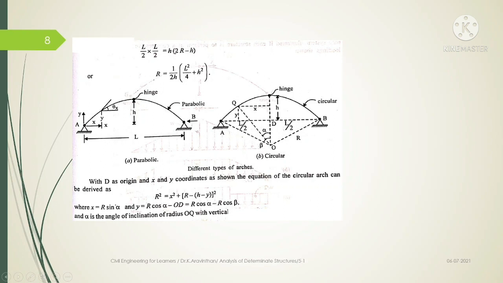Or else you can use L by 2 into L by 2 equal to R into 2R minus H. So both formulas we can use in order to find the radius of the arch. You can also use R square equal to X square plus R minus H minus Y, the whole square. You can use this formula where X equal to R sin alpha and Y equal to R cos alpha minus R cos beta, and this is the alpha and beta value.